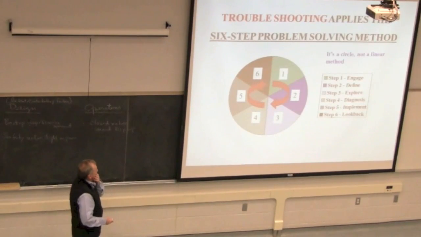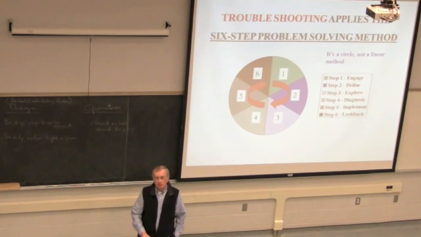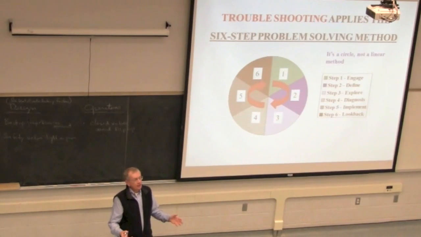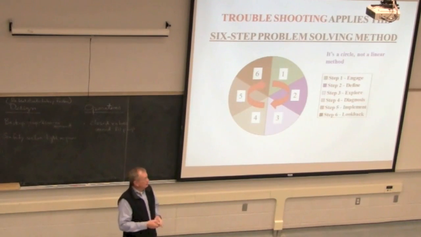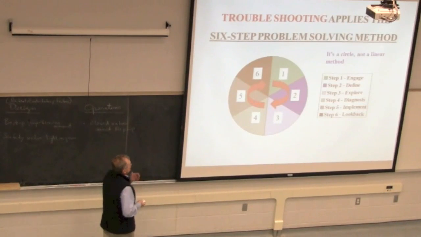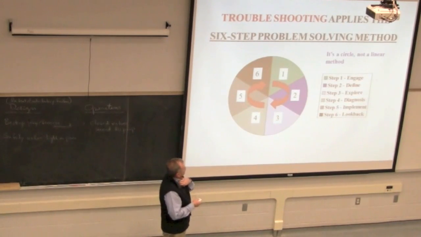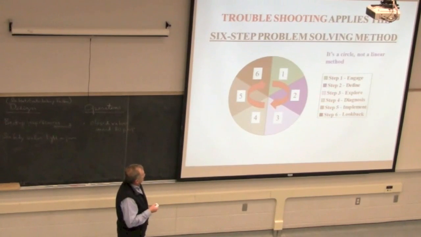Okay, so here's your famous six-step method. Now, if you Google troubleshooting, you'll find hundreds of troubleshooting methods, from 5 steps to 12 steps. We're going to use this one. If you ultimately in your life find one that has 7 steps and you like it better, or 8 steps, fine. There's two reasons, as we go through this, I think this is a nice one. So we have the engage step, define, explore, diagnose, implement, and look back.